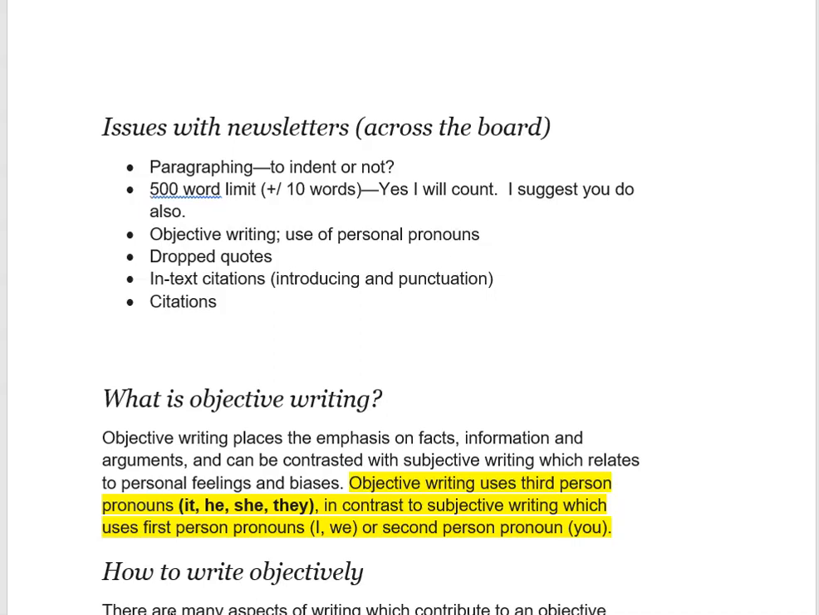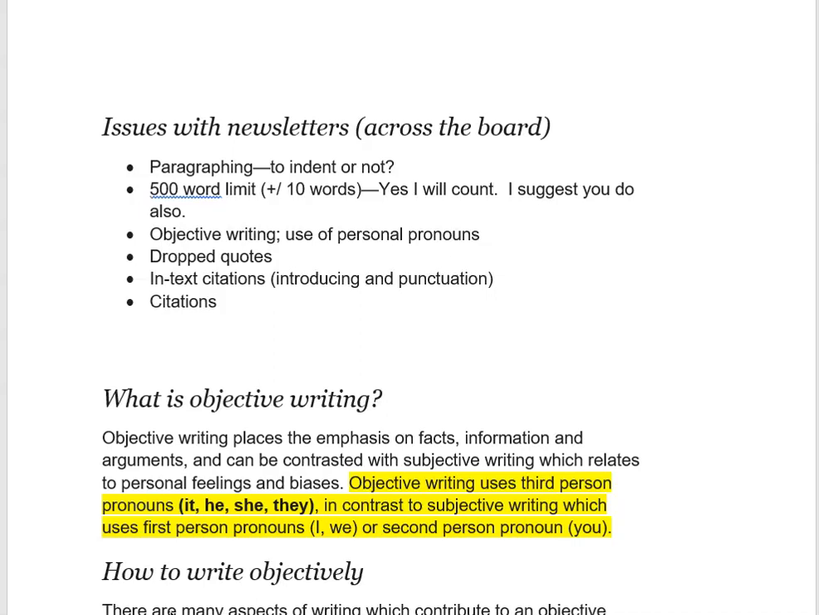So paragraphing, to indent or not indent. Okay. Rule of thumb in the business world is do not indent paragraphs, but instead have one line space in between each paragraph to show that your paragraphs stand out. You indent in academic papers.